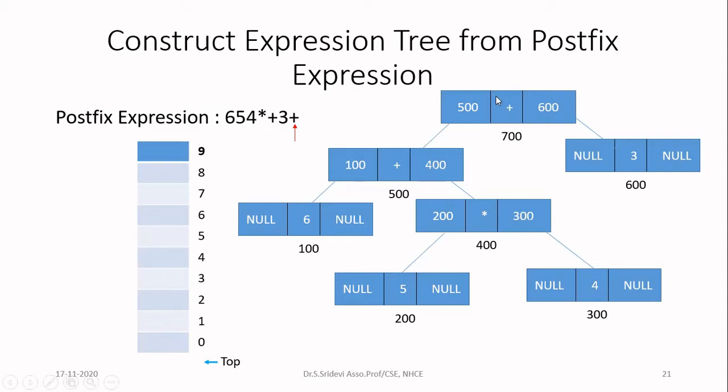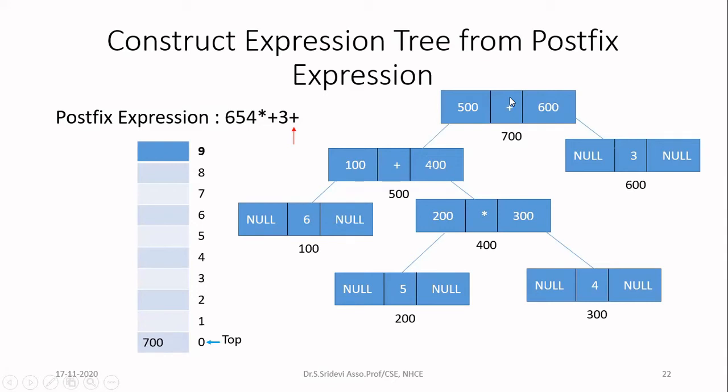Now I have to push the address of this particular operator on the stack. So 700 will be pushed now. Then the end of my expression is reached. When the end of the expression is reached, if I see the top of the stack, it will have one address. That address will be nothing but the address of the root node of the expression tree.